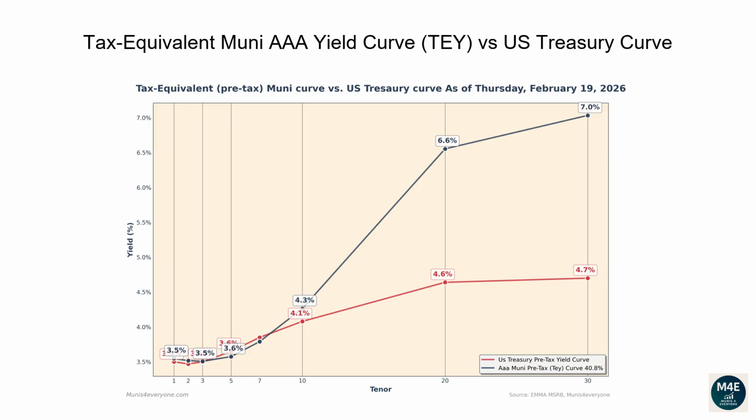Observing the current graph, we can see there are some parts of the tax-equivalent Muni curve currently trading above the Treasury curve. For example, if you wanted to buy a 30-year bond, a AAA Muni bond would yield 7.0% compared to a lower yield of 4.7% from a Treasury bond.